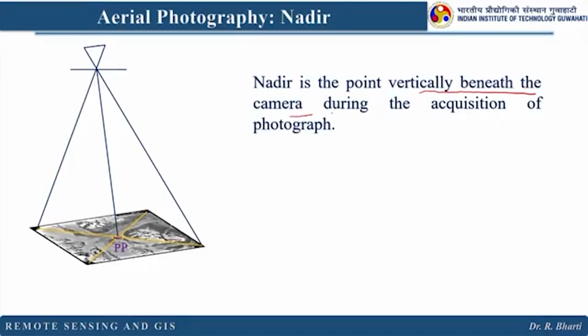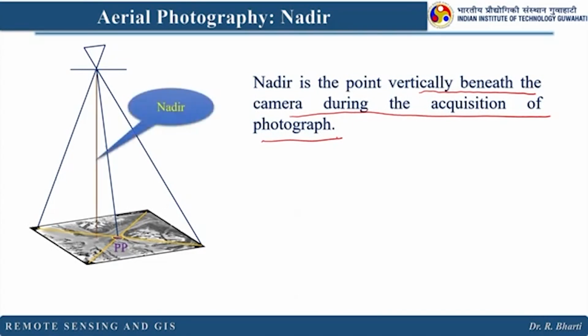So in an oblique photograph, your principal point will be somewhere else, right. In a vertical photograph, your principal point will be somewhere else for the same area. So they are definitely different points on your image. Nadir is the point vertically beneath the camera during the acquisition of photographs. Here, if you see, this is the nadir point. So they are definitely different from each other, right.